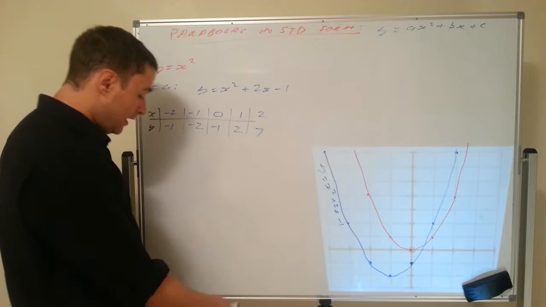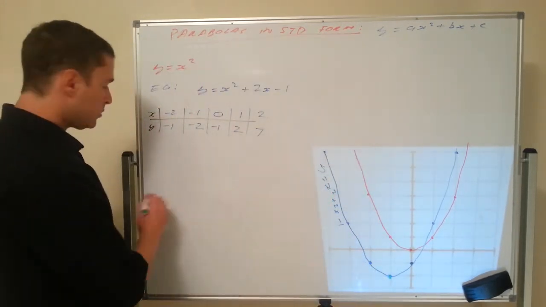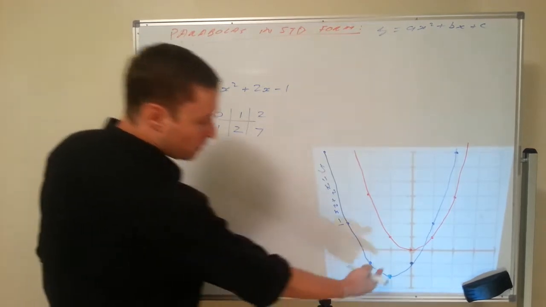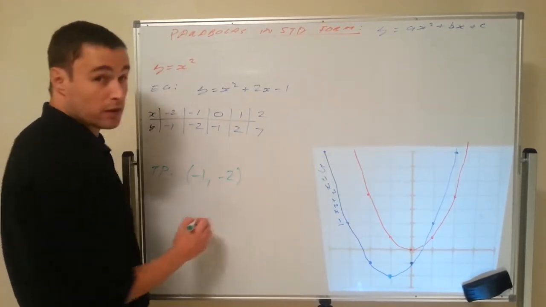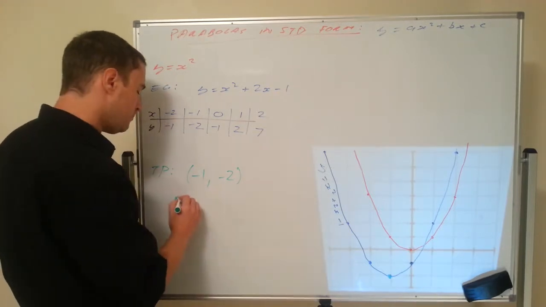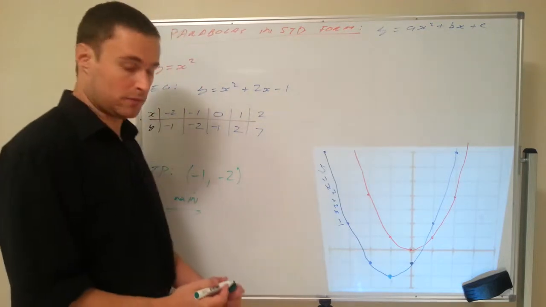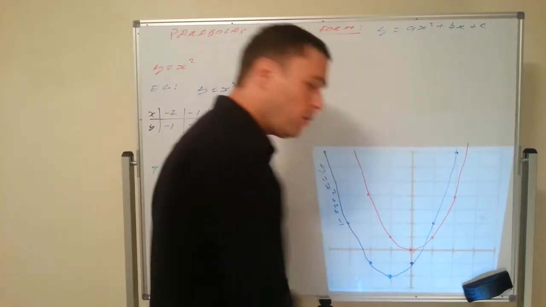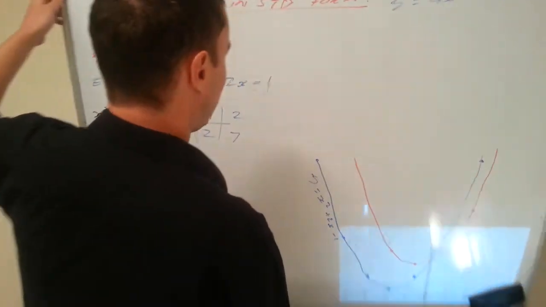Okay, now the other thing that this leads to is the turning point of what I just said. My turning point is this coordinate, negative 1, negative 2, alright? And in this case, it's a minimum. It's the lowest the parabola can go. Alright, let's look at one where it's a maximum.